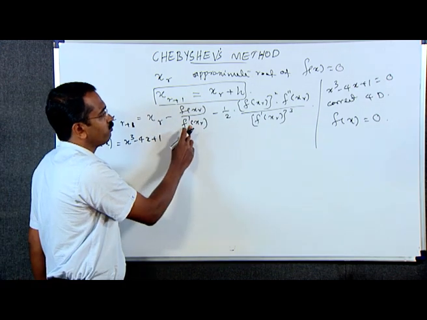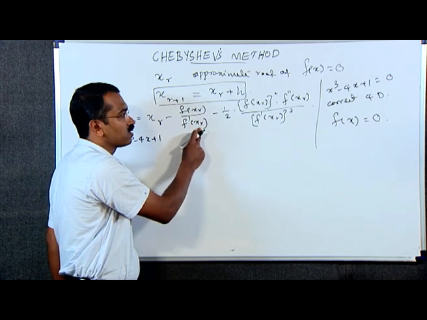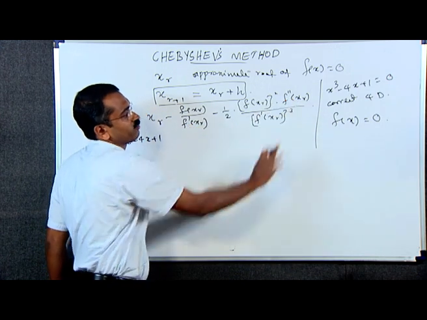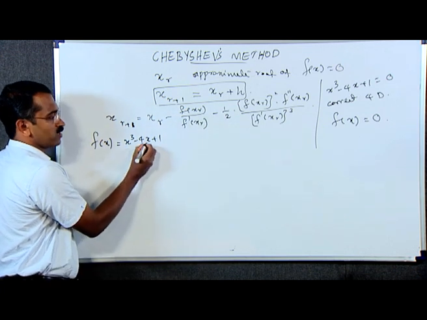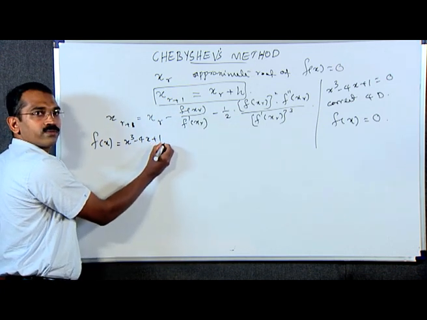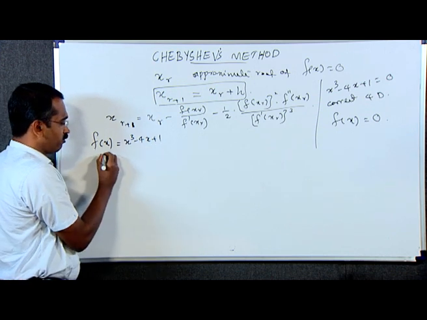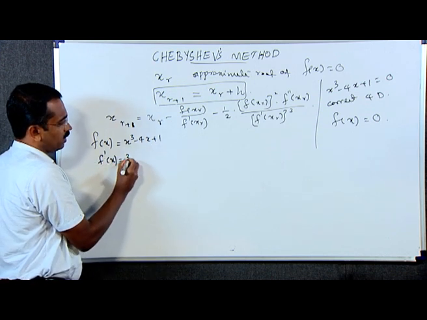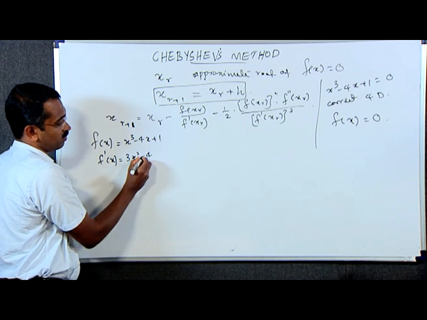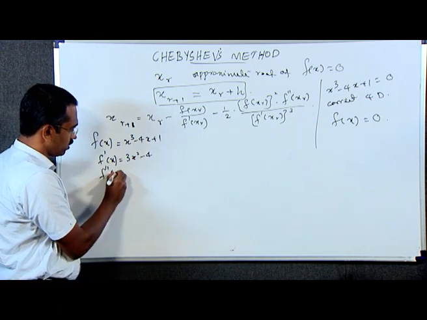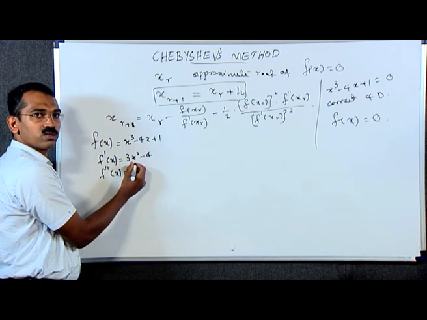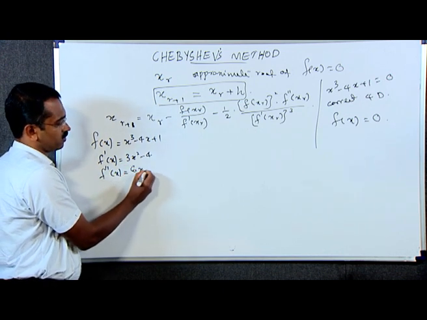Therefore, we want to find f'(xr) and f''(xr). Here f(x) equal to x cube minus 4x plus 1, then f'(x) is equal to 3x squared minus 4, and f''(x) is obtained by differentiating this, that is 6x.